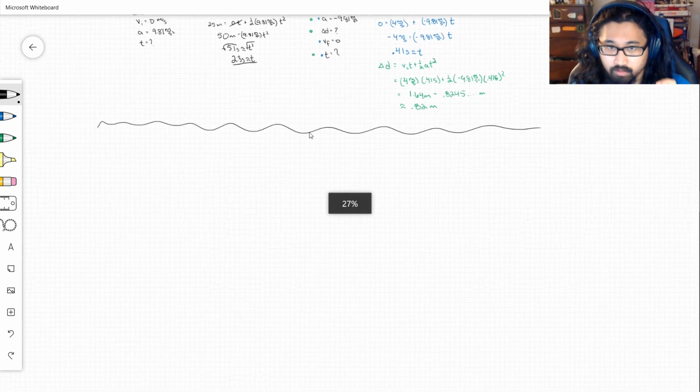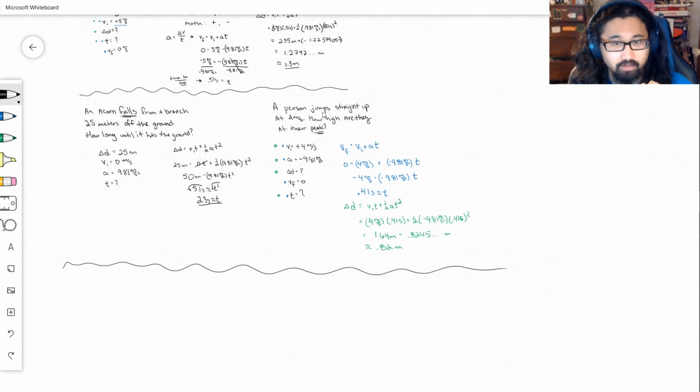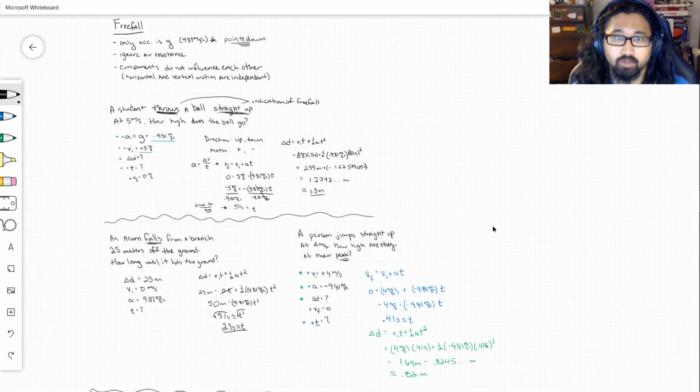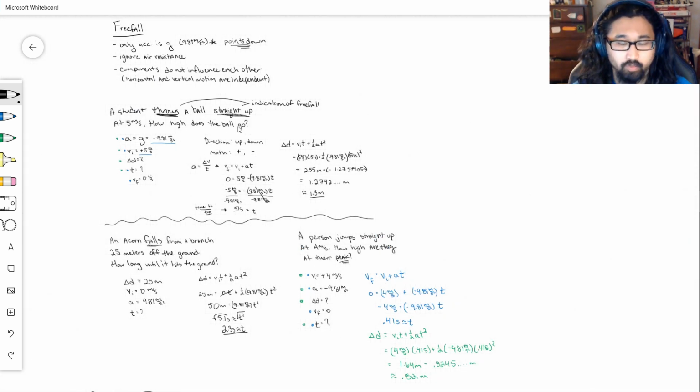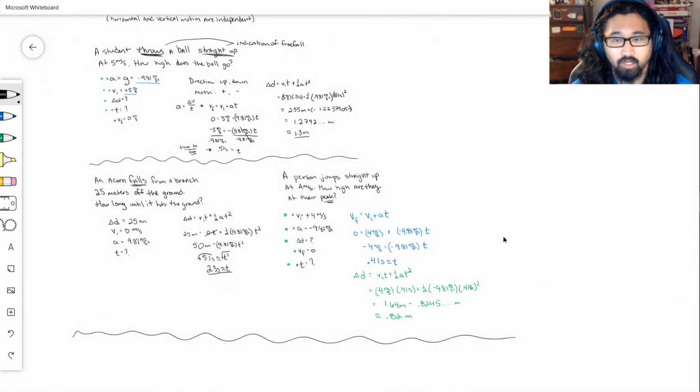Hopefully y'all have a good handle on how to interpret these questions, how to look at whether it's free fall, is it traveling left, right? Do I know the initial? Do I know the final? Do I have to worry about the whole time? Do I have to worry about how long it takes to get to the top? You have all this information.